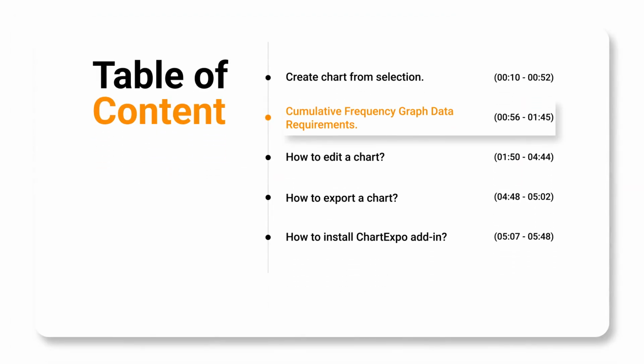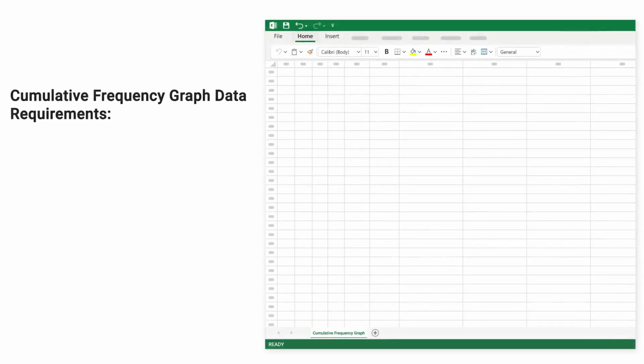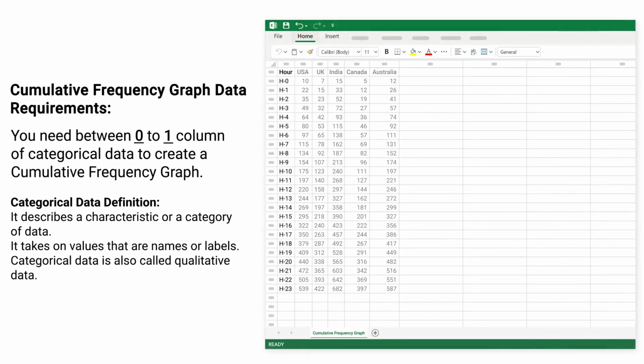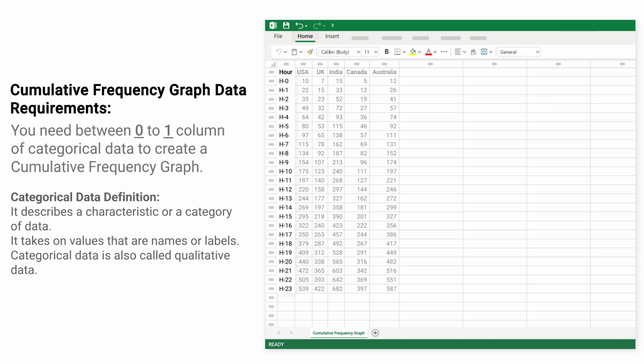Cumulative frequency graph data requirements. You need between 0 to 1 column of categorical data to create a cumulative frequency graph. Categorical data definition: it describes a characteristic or a category of data. It takes on values that are names or labels. Categorical data is also called qualitative data.